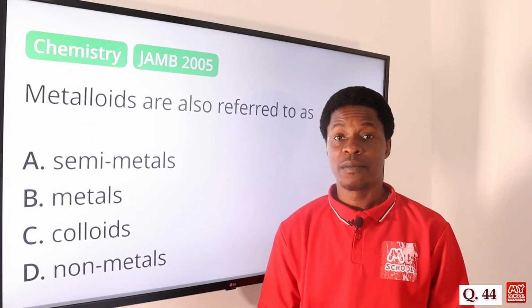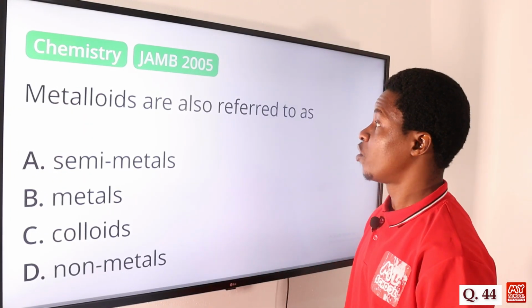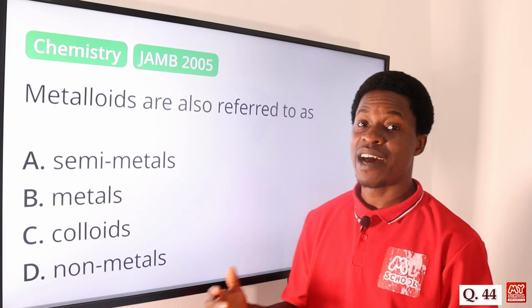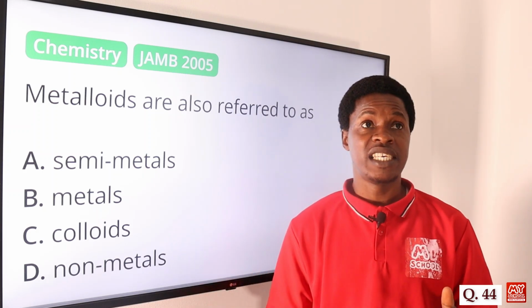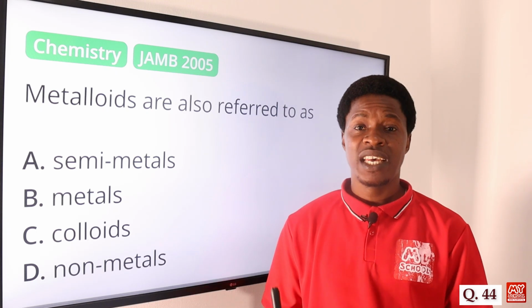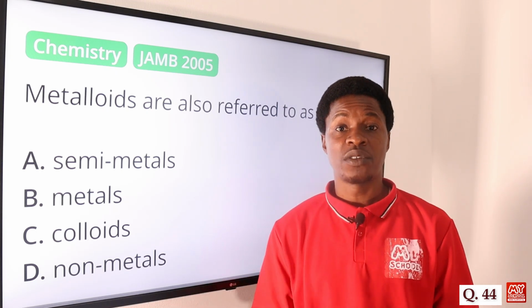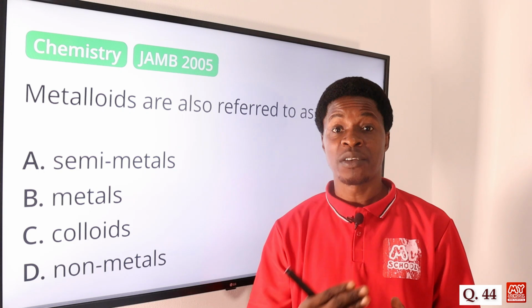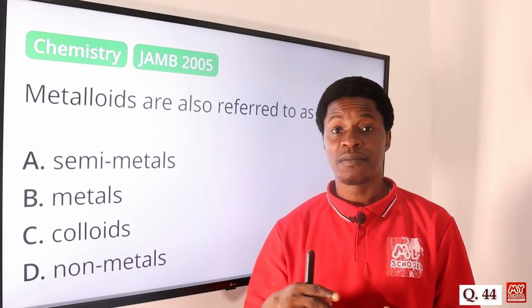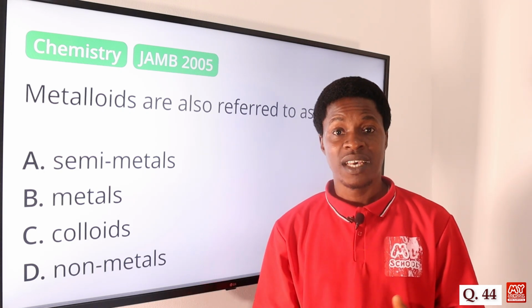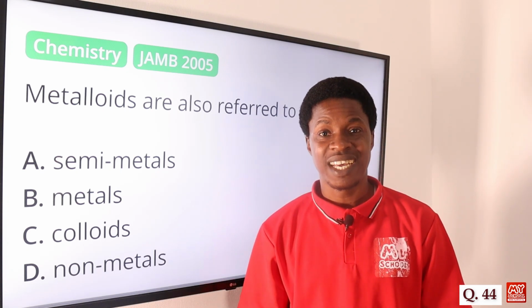Now let's move on to question number 44. Metalloids are also referred to as what? Metalloids have characteristics that are in between the metals and non-metals. They have some features that characterize them. Like some of them, even though they are not metals, they can still conduct electricity and heat.